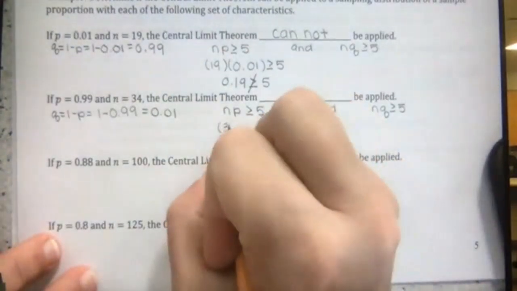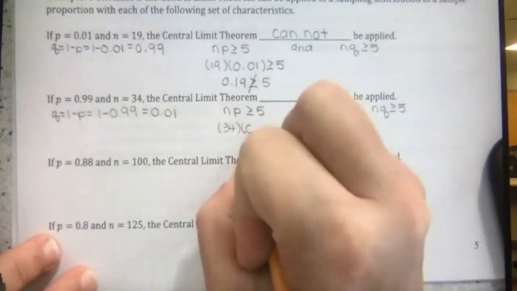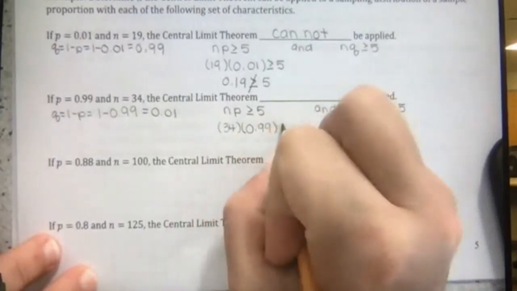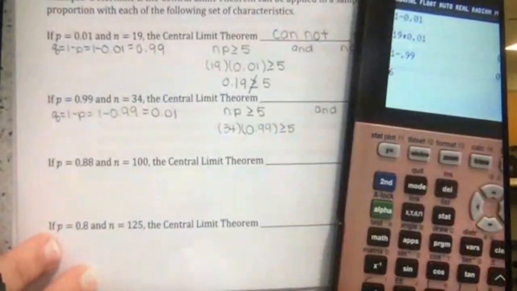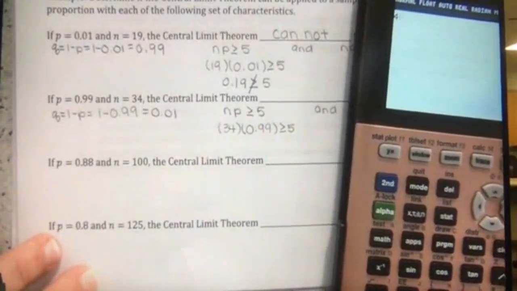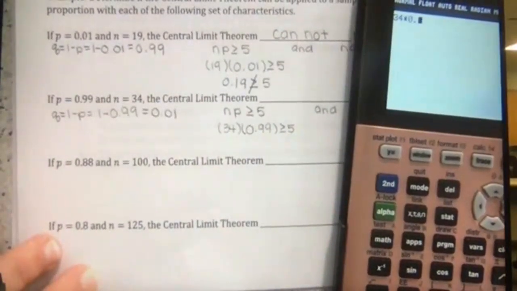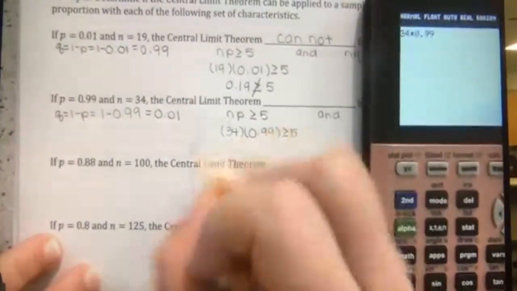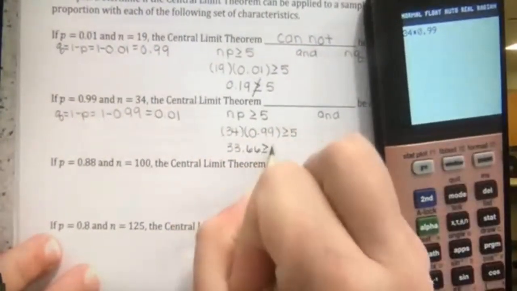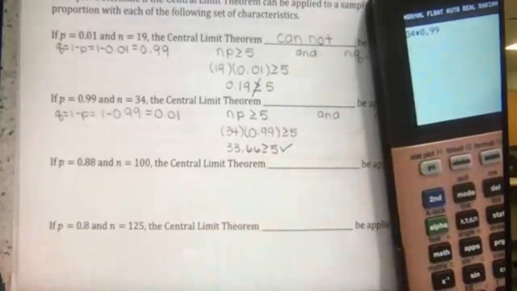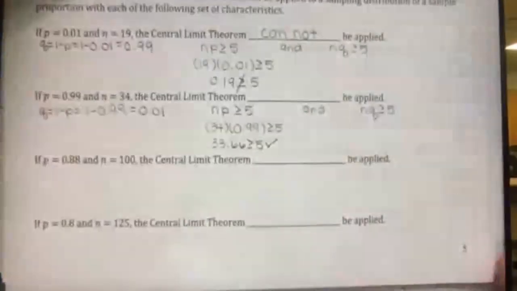So n, which is 34, times p, which is 0.99, is that greater than or equal to 5? So 34 times 0.99, we get 33.66, which is greater than or equal to 5. So yeah, that one works. Let's check the other one now.